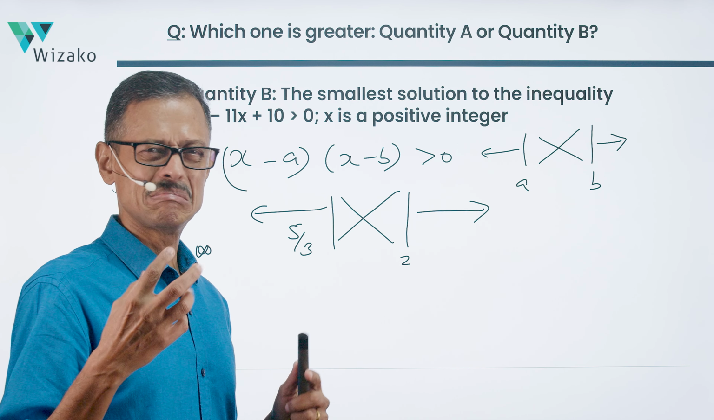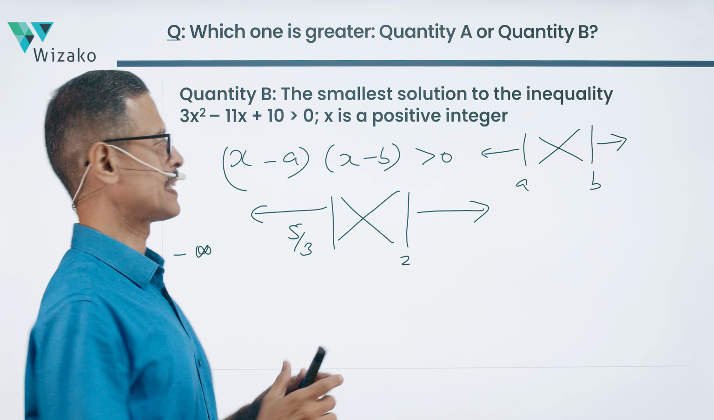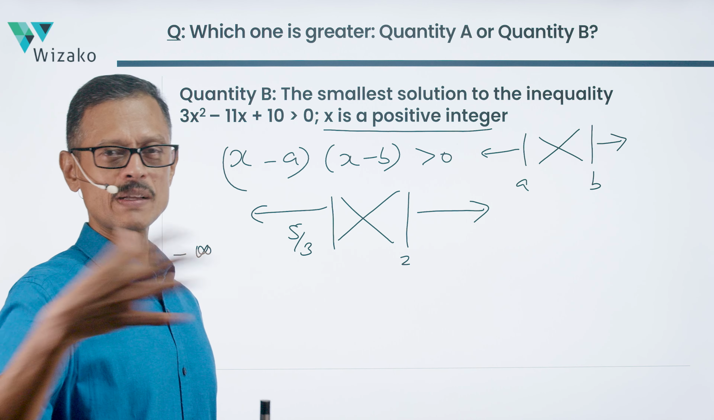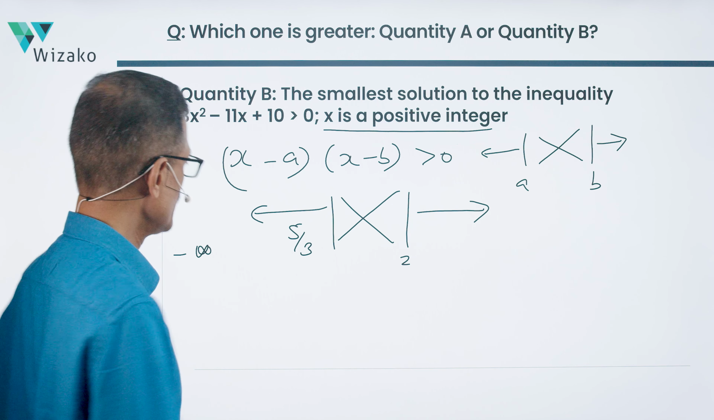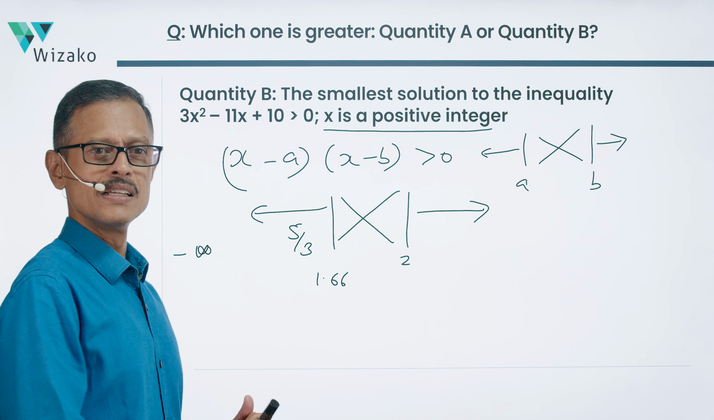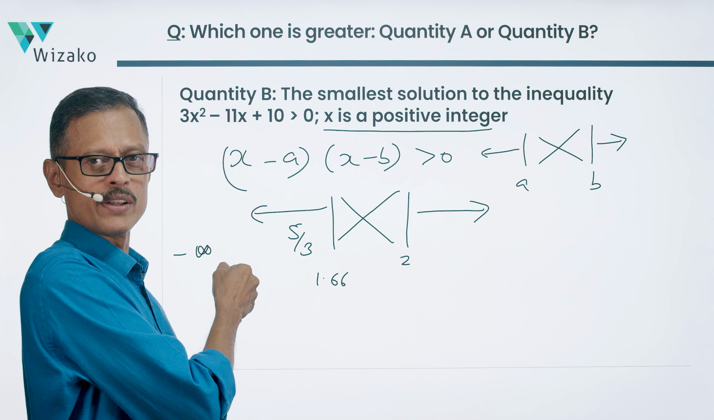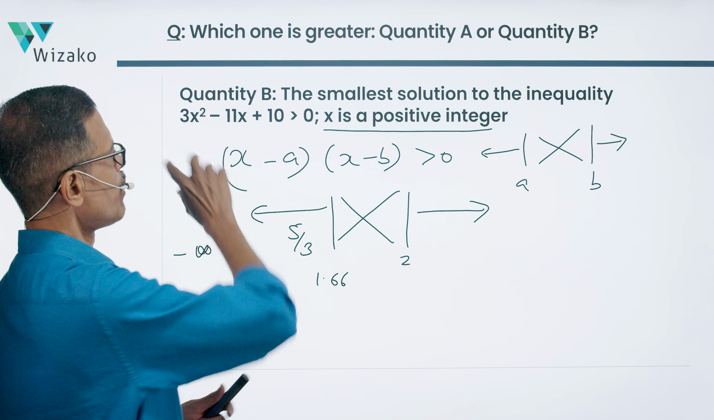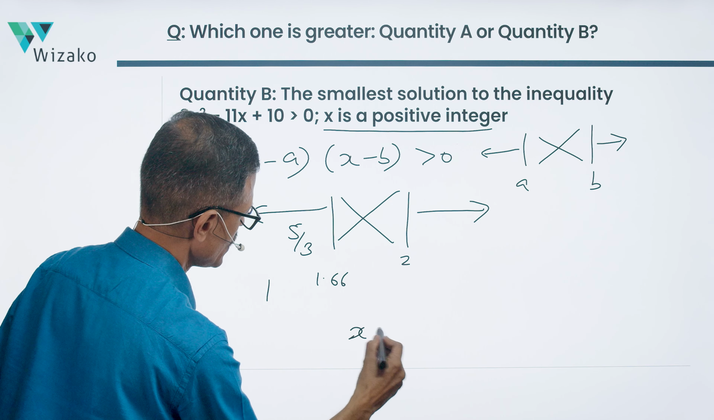Minus infinity is the lowest value. But before we sign off on that, we know that x is a positive integer, which means that the negative spectrum is ruled out. Even 0 is ruled out. Numbers like 0.5 are ruled out. 5 by 3 is what? 1.66, 1 and 2/3. We're talking about x being a positive integer which is smaller than 1.66. What value can it take? It can take a value of 1. So the smallest positive integer solution to this inequality is when x is equal to 1, right?